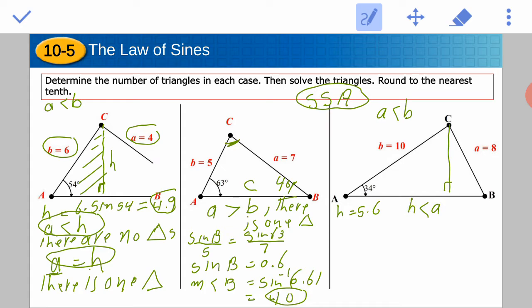If it's less than H, this is exactly the first scenario and the triangle doesn't exist. But this time, A is greater than H and less than B. Guys, once you see this, you should recognize there are two different cases. There are two triangles. Why two triangles? I'm going to explain this, guys. Let me erase this height. I don't need this height anymore.